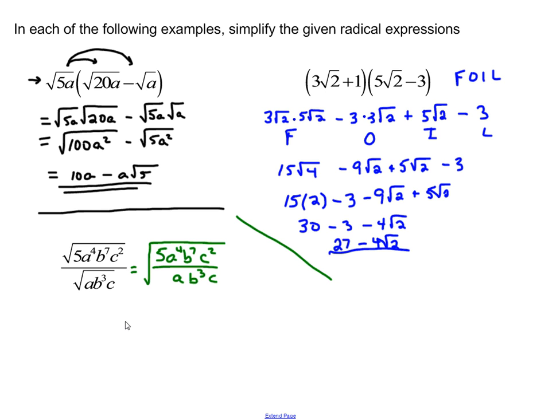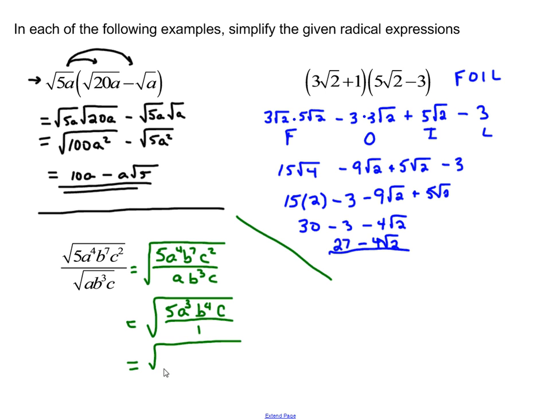So we're going to have to reduce what we can out of this. It looks like 5 in the numerator, there's nothing that can be done with that. But a to the fourth over a is a cubed by subtraction of exponents. B to the seventh over b to the third is b to the fourth. That's right, we subtract the exponents. And c to the second over c, that's just c all over 1. So I don't need to carry a denominator anymore, but what do I have left over?